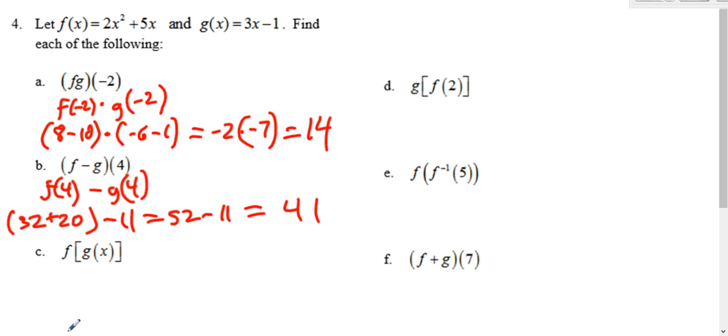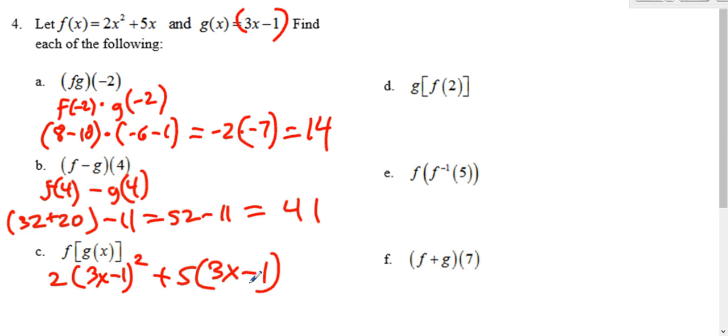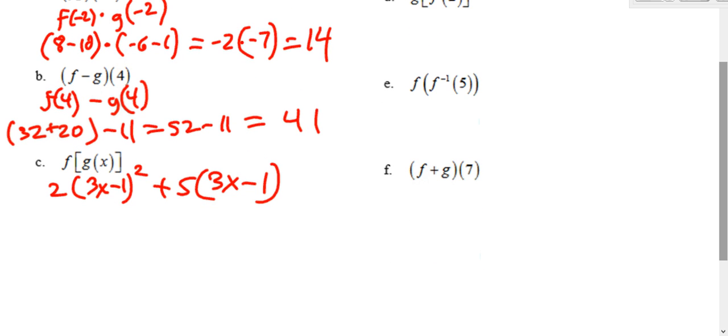F of g of x. So there's no numbers, so we have to actually plug g into f. So wherever there's an x, we're going to replace it with this 3x minus 1 because we're plugging in g into f. So it's 2, and we plug in g, 3x minus 1 squared, plus 5, and then we plug in g, 3x minus 1. And then do some algebra to simplify this.